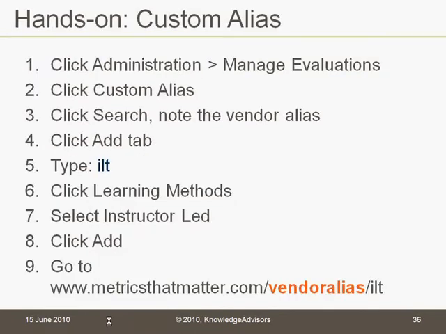I'd like you to now try adding a custom alias. Click on Administration and go to Manage Evaluations. Click Custom Alias. You can search so that you can see the vendor alias. That'll be the part that comes after www.metricsthatmatter.com. Once you've noted the vendor alias, click the Add tab, type ILT in the alias field, click on Learning Methods, you can select Instructor-Led, click Add, and then you'll be able to go to www.metricsthatmatter.com/vendor-alias/ILT, and that'll show you the list of instructor-led trainings that have open evaluations, as long as it's been at least an hour since the class has been scheduled.